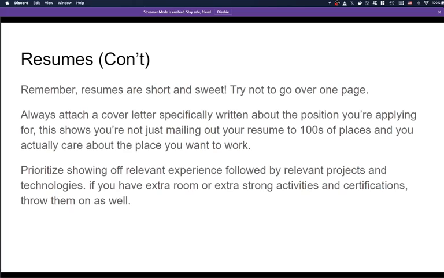So always attach a cover letter. When you're applying for a position you really want, always attach a cover letter written specifically about the position you're applying for. This shows that you're not just sending out hundreds of your resumes willy-nilly, and that you actually care about the place that you want to work. And for sure, prioritize relevant experience. When you're using a resume for a job or an internship, remember that experience is king. You want to put your experience right up front. That's always going to be your most important stuff. Technologies and projects should be on there. Activities, definitely, if there's room left, put them on there. But experience is 100% king.